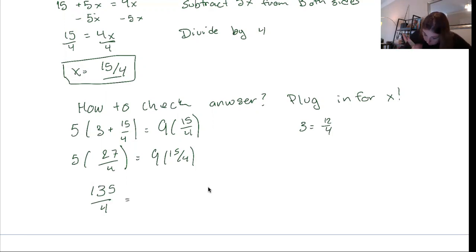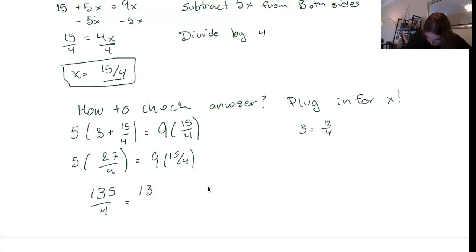And this is going to equal 9 times 15, 150 minus 15, 135. Is that also 135, over 4? Yay! Cha-ching! And we did it right. Cool. So that's how we can check our answers.